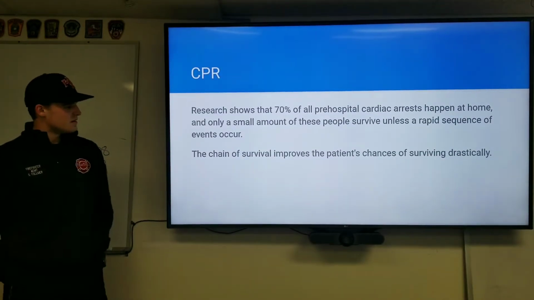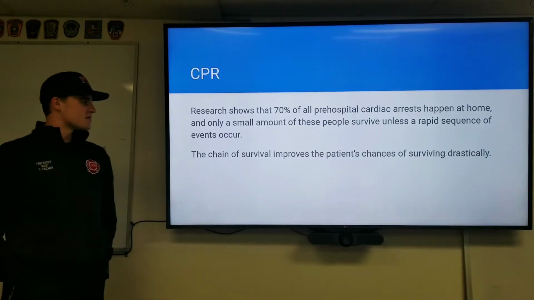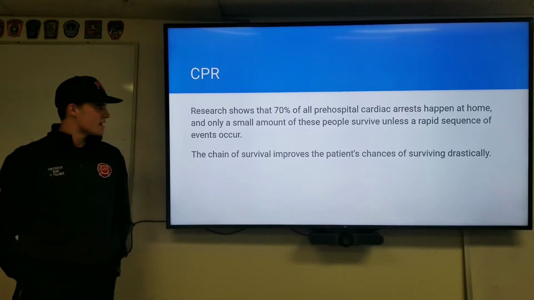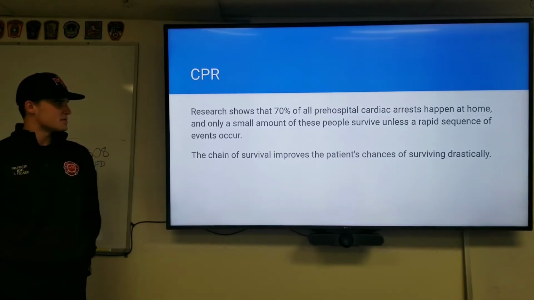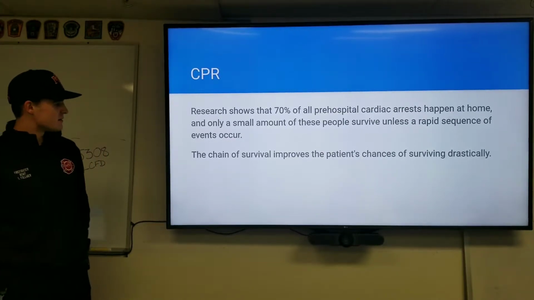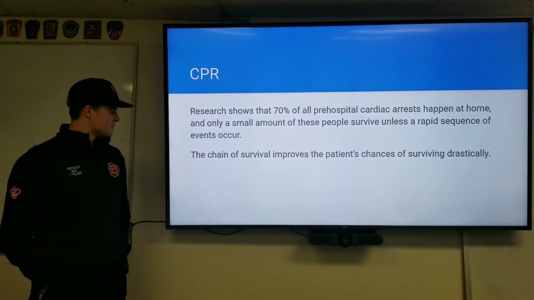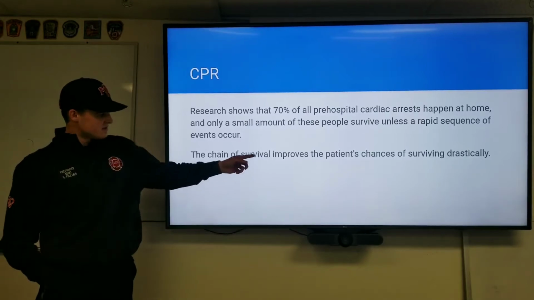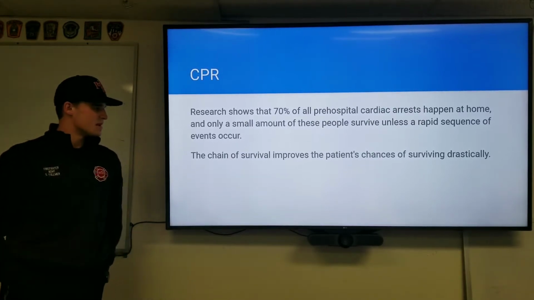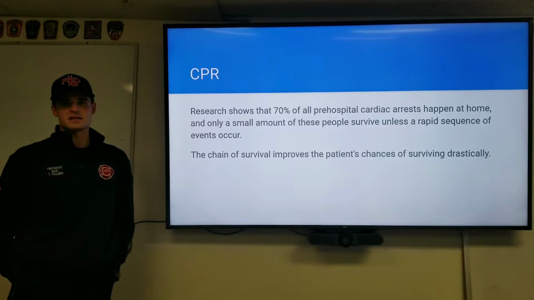So, just little facts here. Research shows that 70% of all pre-hospital cardiac arrests happen at home, and only a small amount of these people survive unless a rapid sequence of events occur. This rapid sequence of events is called the chain of survival. This also improves patients' chances of surviving drastically.